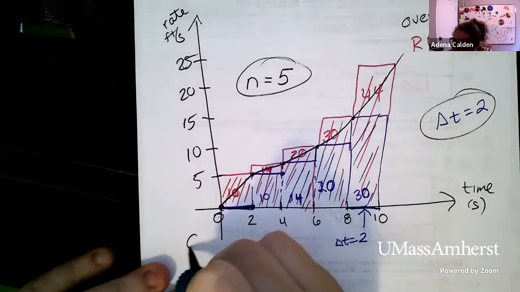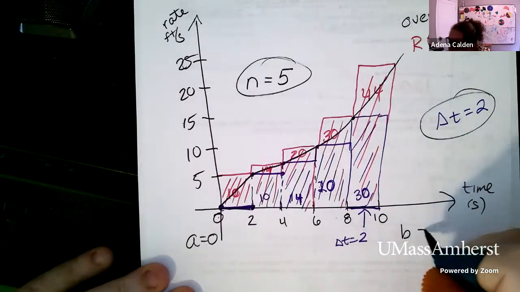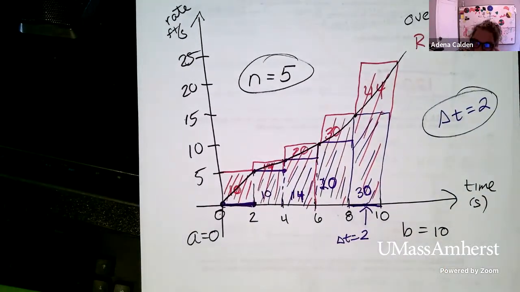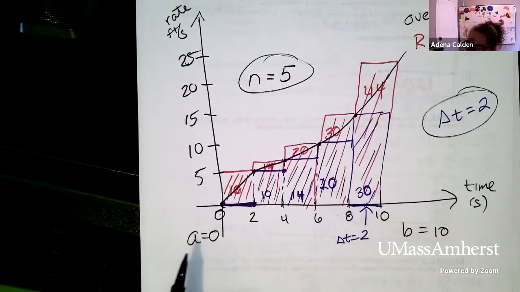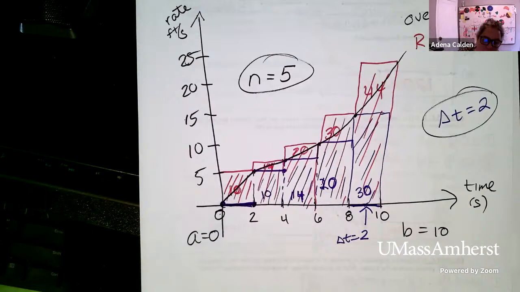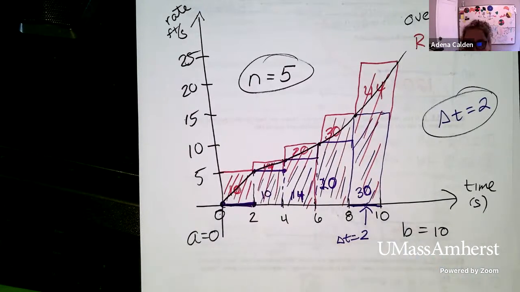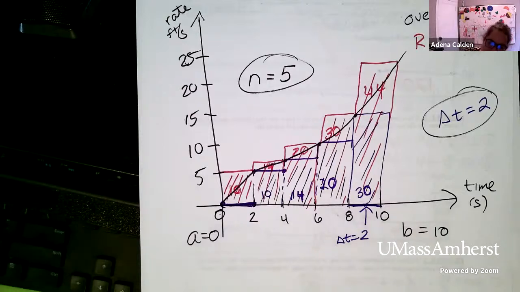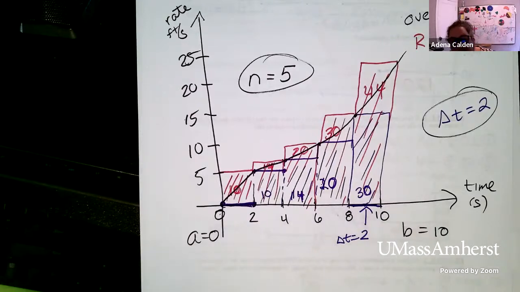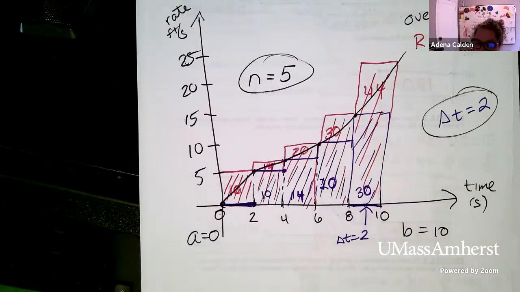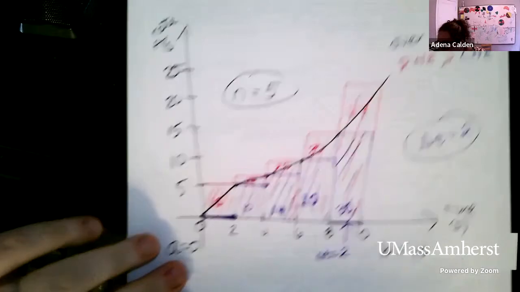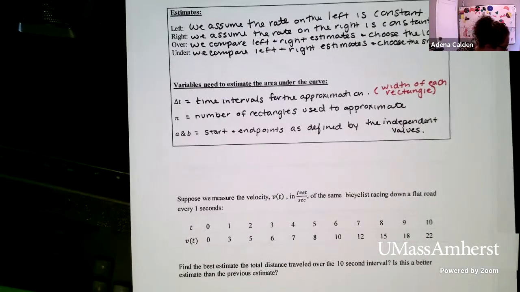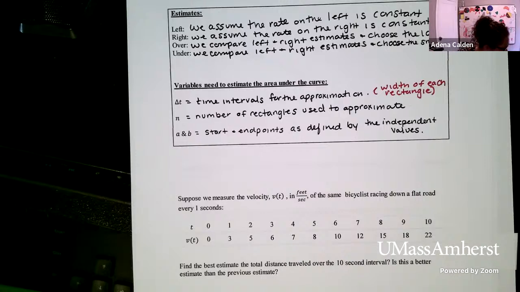We also have endpoints. Okay, so we use A and B to talk about our endpoints. So A is your leftmost endpoint as defined by the independent variable, and B is your rightmost endpoint defined by the independent variable. And what we'll see is that there's going to be a relationship between A, B, delta t, and n. So let's formalize these particular variables and how we use them in this context.